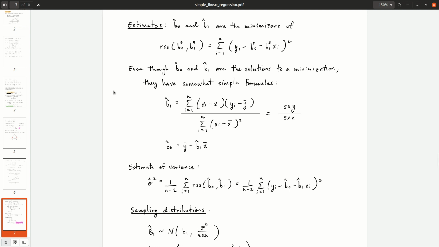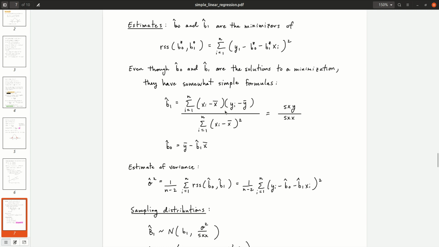So again, even though b0 hat and b1 hat are defined as solutions to this minimization problem, they again have formulas that we can write down. And these ones are somewhat simpler, but a little bit more complicated than the previous case where it was just the sample average. And here's the formula. Typically, we'll write down the formula for b1 hat and then write b0 hat in terms of that estimate for b1 hat. So here's the formula for b1 hat.